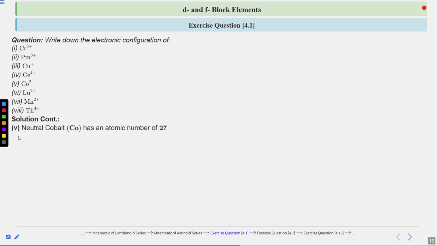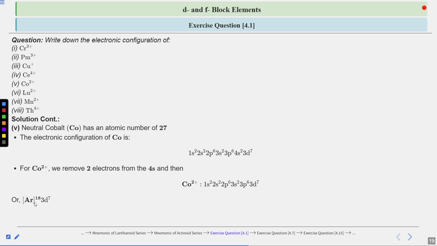Now the next part, that is the fifth part, for cobalt, the neutral cobalt has atomic number 27. So the electronic configuration of cobalt is 1s2, 2s2, 2p6, 3s2, 3p6, 4s2, 3d7. Or you can also write it as argon 18, 3d7. Argon is a noble gas. So argon 18, 3d7.